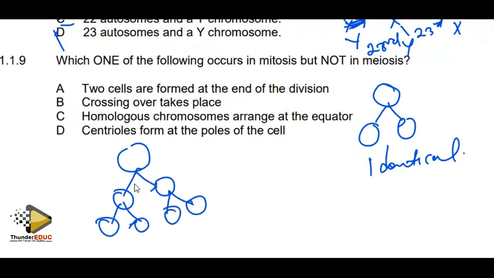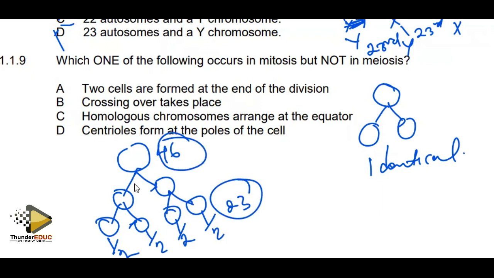These are the ones which form the sperms and the ova. And then these have half the chromosome number of the parent, which is, for example, if it is a human, 46, and then here will experience 23 chromosomes. So now what happens here in the question? They're saying that two cells are formed at the end of the division. They're saying which one of the following occurs in mitosis. We are comparing mitosis over meiosis. It means that the first statement must belong to mitosis. The second statement must belong to meiosis.